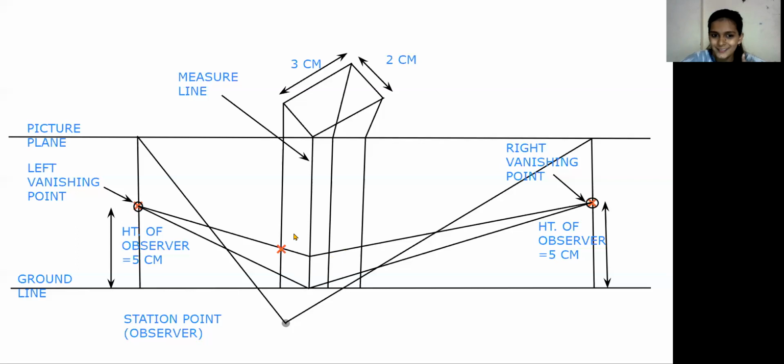Make sure that you are considering the point from left side, and you are going to join it where? You are going to join it with the right vanishing point. Consider the top point of left side, and join it with the right side vanishing point. Again, consider the point of right side, and where you are going to join this point? You are going to join this point with your left side vanishing point, like this.